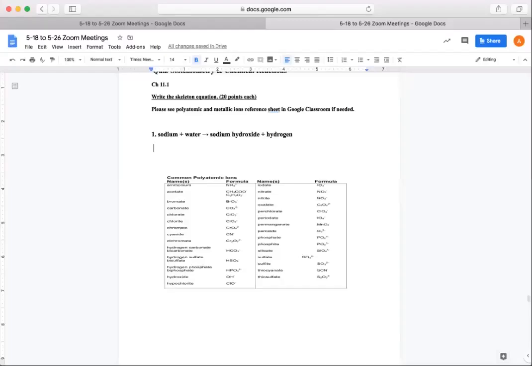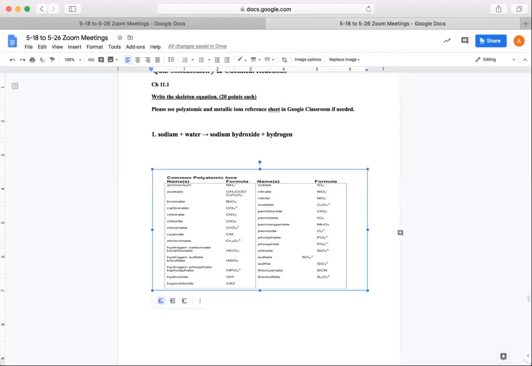Good morning, and today I will go over how to complete some of the problems that we discussed before using a reference sheet that I've shared with everyone in Google Classroom. This reference sheet lists common polyatomic ions. You can see that right here. I just highlighted a screenshot of the reference sheet that's available to everyone in Google Classroom.